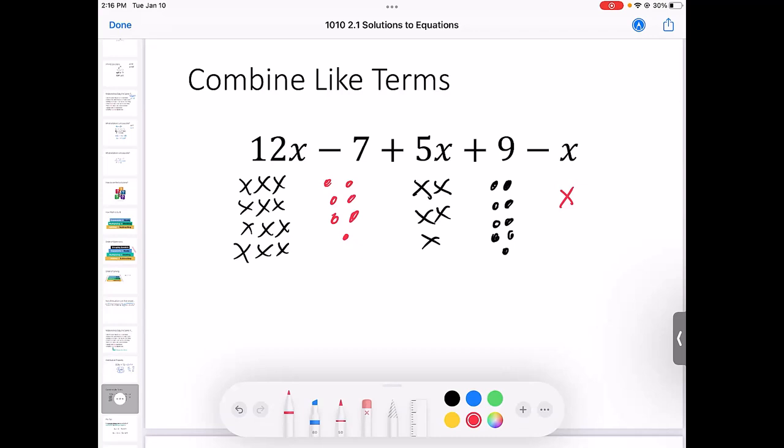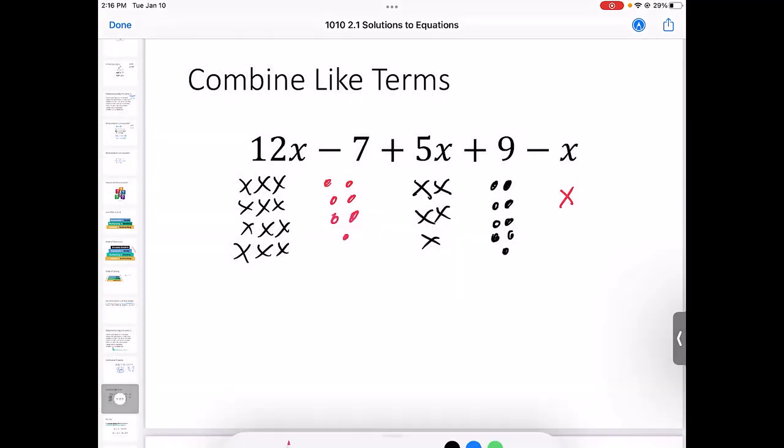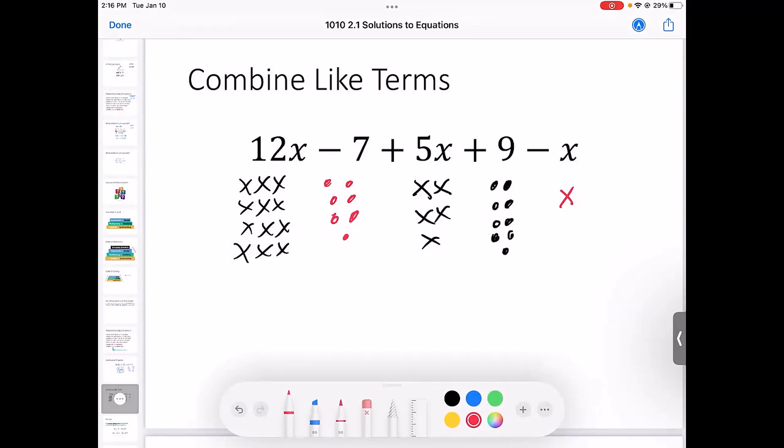If you visualize it like this, it's easy to see how we could simplify this, right? Because if I have all of these individual objects, so I have 12 x's, 5 x's, and a negative x, well, I could just combine all of the x's together. And if I have 12 x's plus 5 x's, that would be 17 x's. And this negative x is going to cancel out one of them. And so this would be 16x. Is everybody good with that? And then with these objects, if I have 9 positives and 7 negatives, these 7 negatives are going to cancel out or neutralize 7 of the positives, which leaves me with 2 positives. And so this expression can be simplified to 16x plus 2.